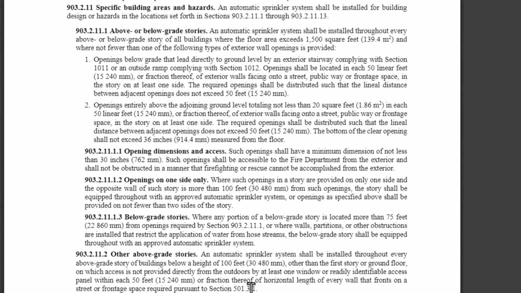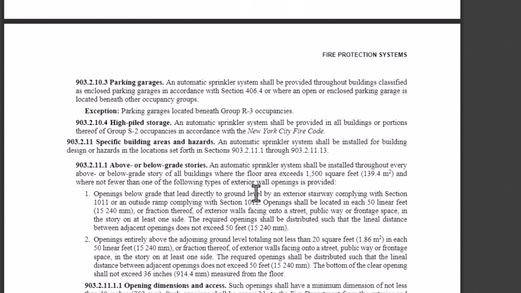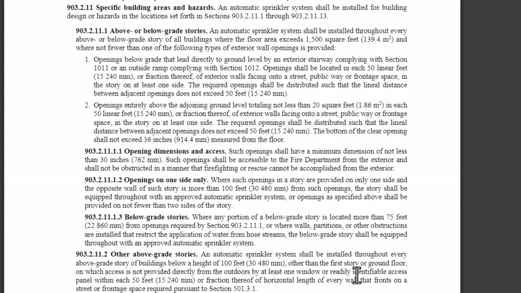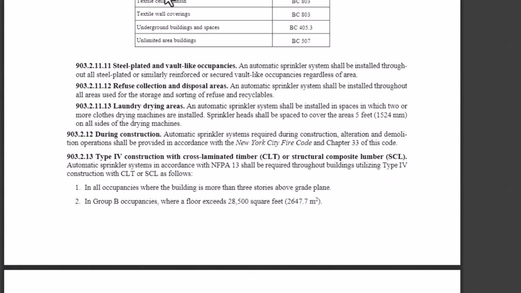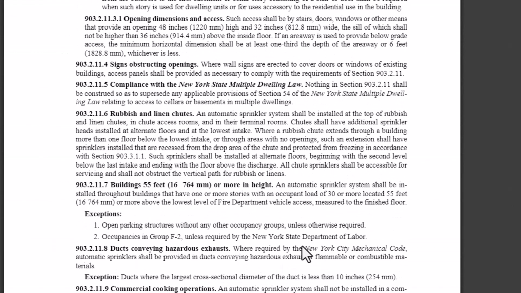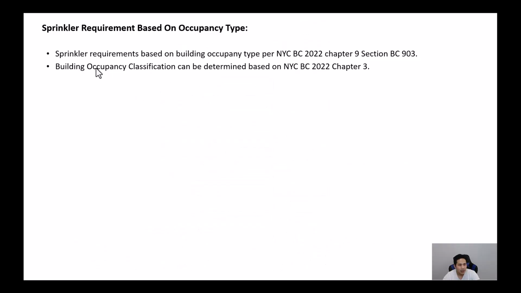So all of these requirements deal with any building type. So just because a particular building occupancy type does not require it based on the sections above, it may still require sprinklers if it falls under one of these requirements here. So you have to check the entire section. So there's other requirements based on different situations, and if you want to get a full detailed explanation of when sprinklers are required, then you would have to read through this entire section. Building occupancy classification can be determined based on New York City Building Code 2022, Chapter 3.